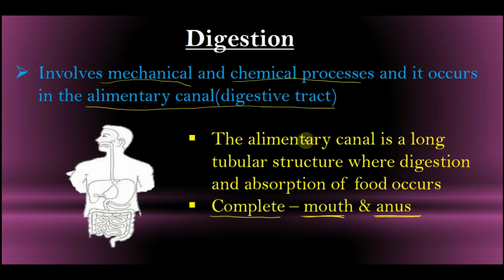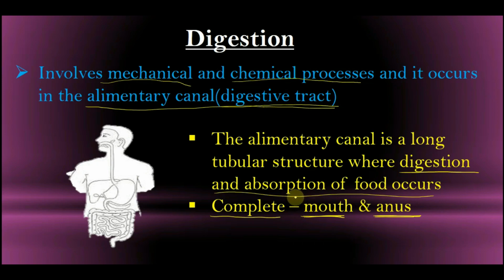So again, the alimentary canal is a long tubular structure where digestion and absorption of food occurs. This long tube from the mouth down to the anus is what is referred to as the alimentary canal. And remember, the other word for alimentary canal is the digestive tract. Tract simply means canal, a tube. So the digestive tract is the canal, the tube, where digestion and absorption of food occurs.